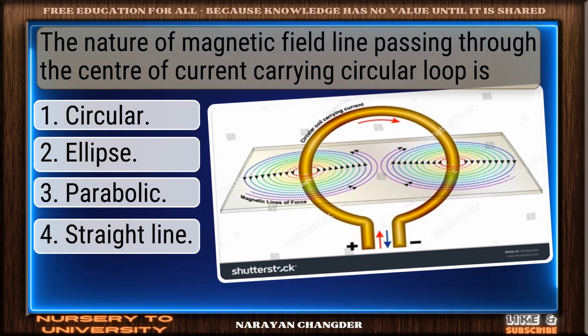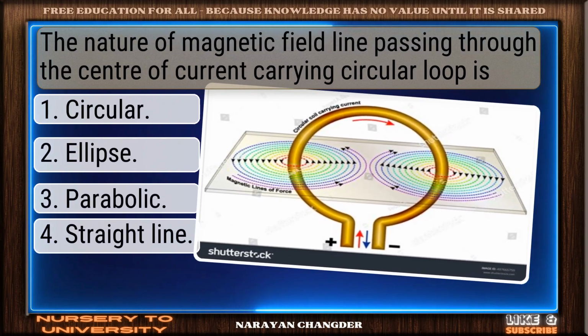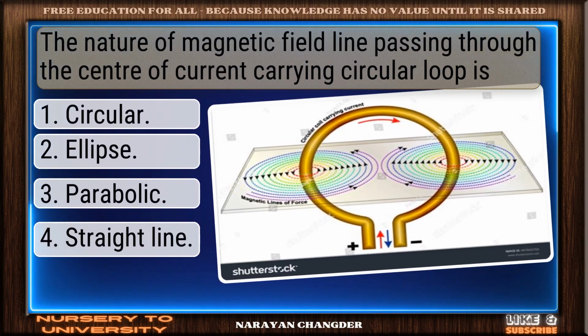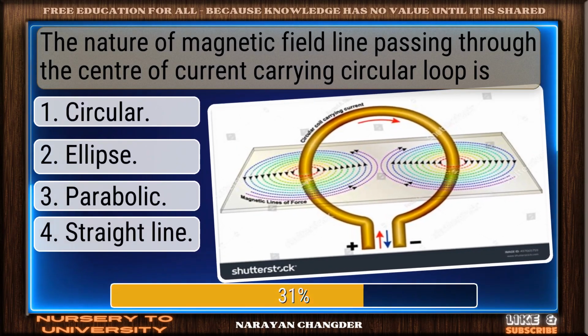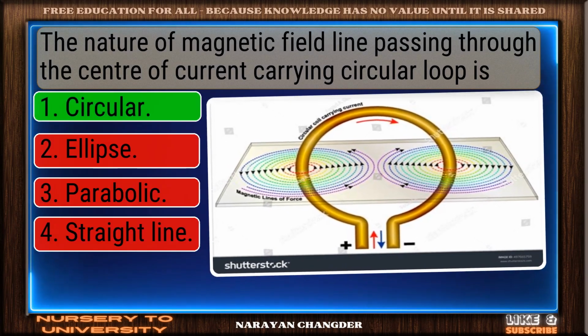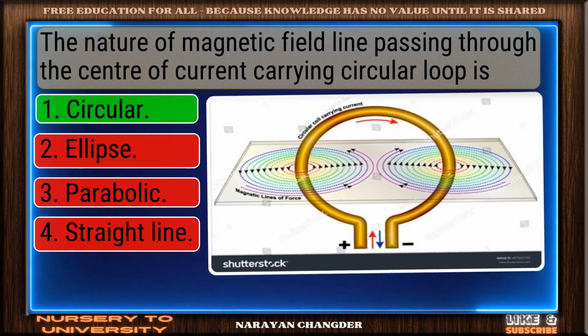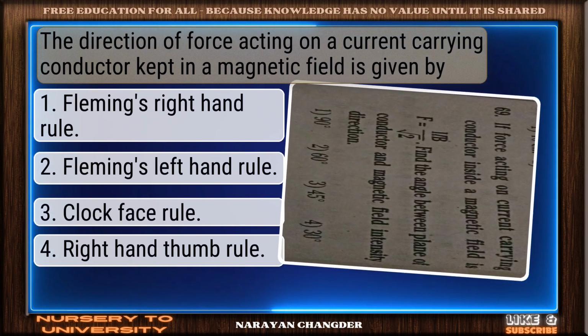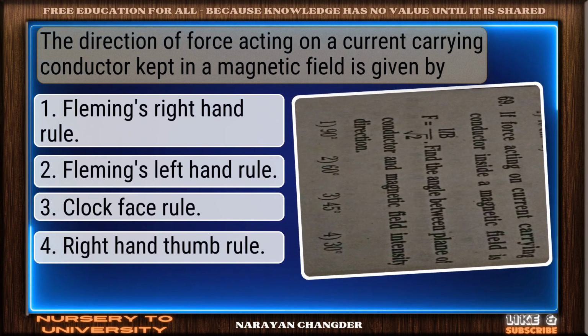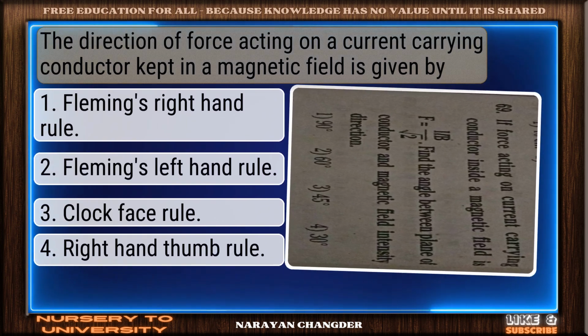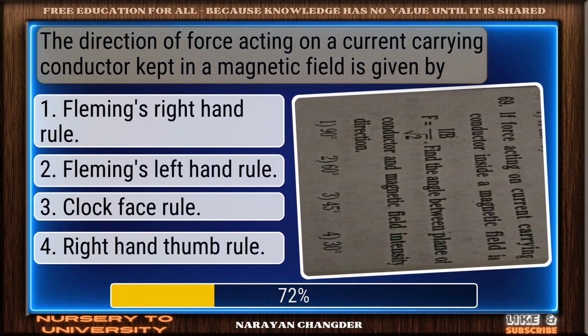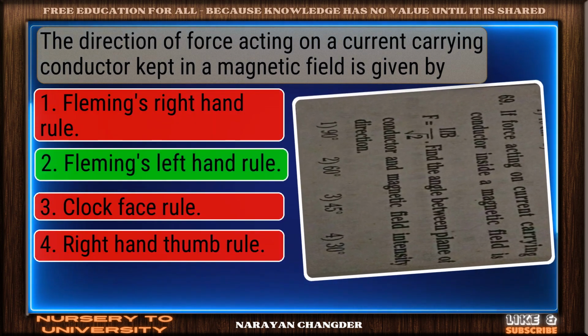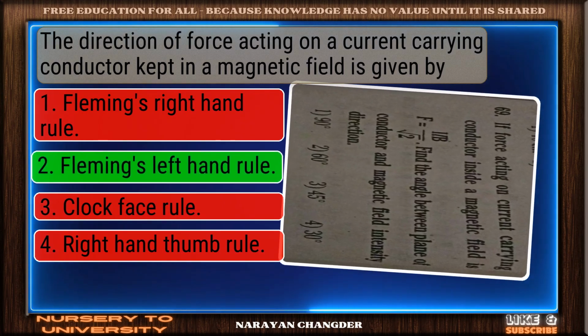The nature of magnetic field line passing through the center of current carrying circular loop is. Great thinking. Circular is right. The direction of force acting on a current carrying conductor kept in a magnetic field is given by. You got it. Fleming's left-hand rule fits.